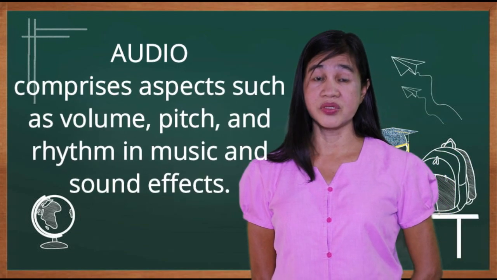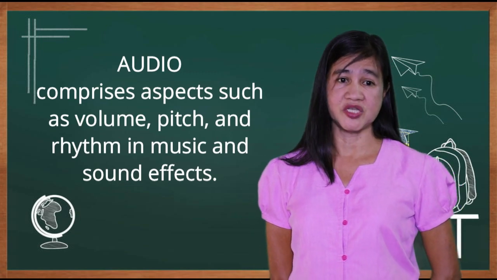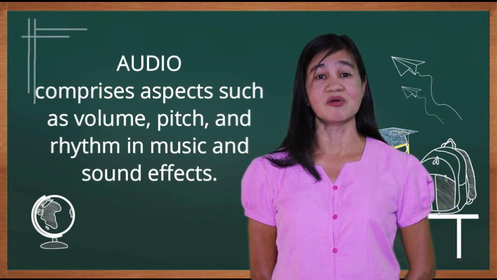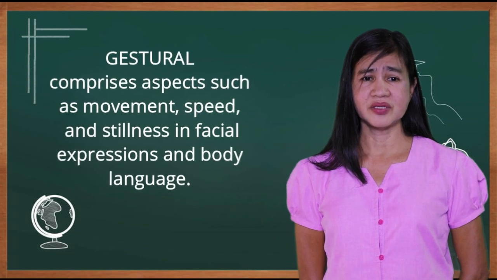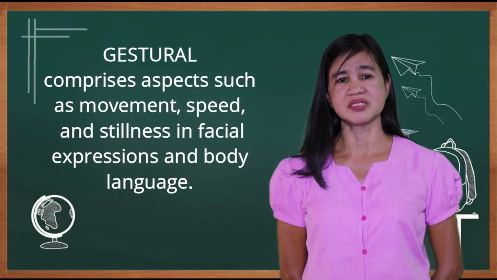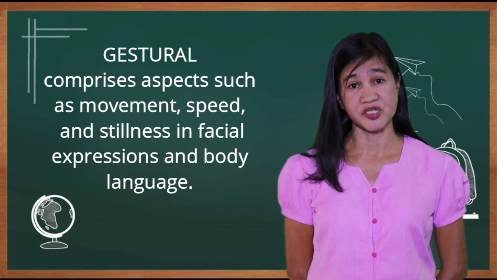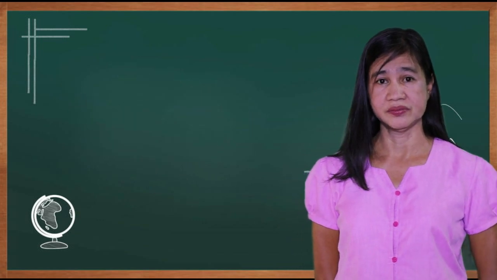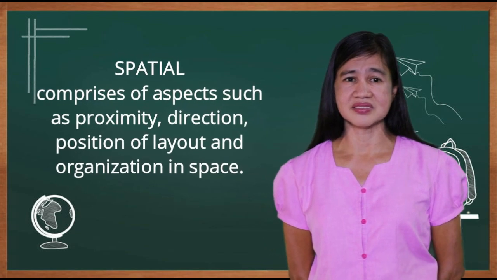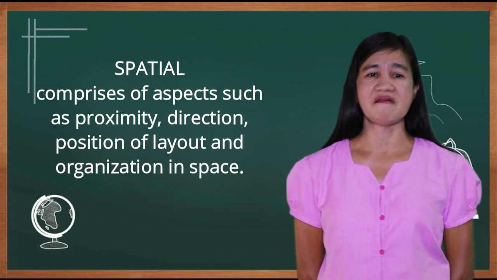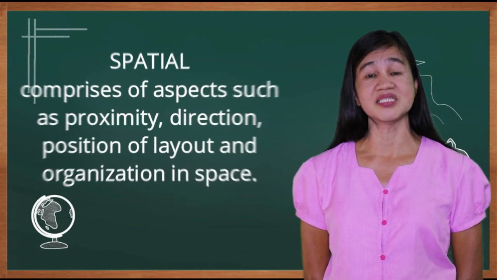Number 3, audio. It comprises aspects such as volume, pitch, and rhythm of music and sound effects. Number 4, gestural. It comprises aspects such as movement, speed, and stillness in facial expression and body language. Number 5, spatial. It comprises aspects such as proximity, direction, position of layout, and organization in space.